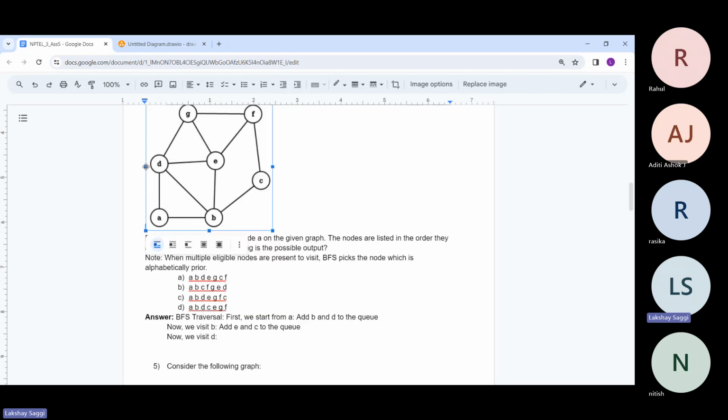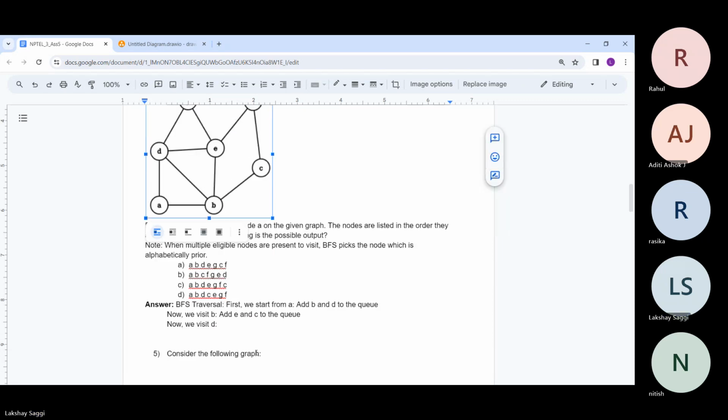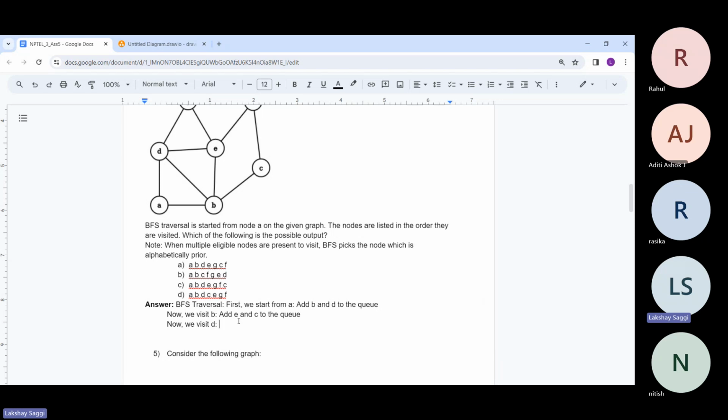As soon as we visit D, we'll add neighbors of D to the queue. You can see that the neighbor E is already added, so we'll not be adding E again, but we'll only add G now. So what does the queue look like now? In the queue now we only have the vertices C, E, and G. Note that C was added first because C was alphabetically prior to E. So now we'll visit C.